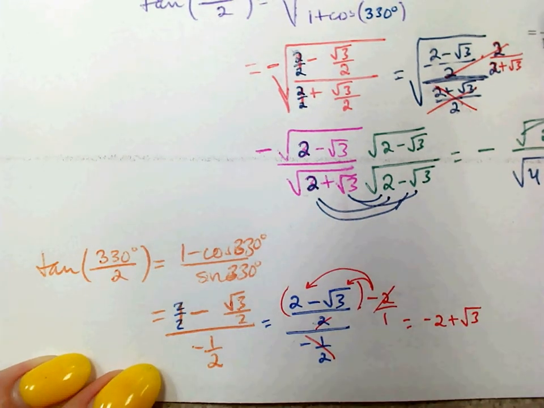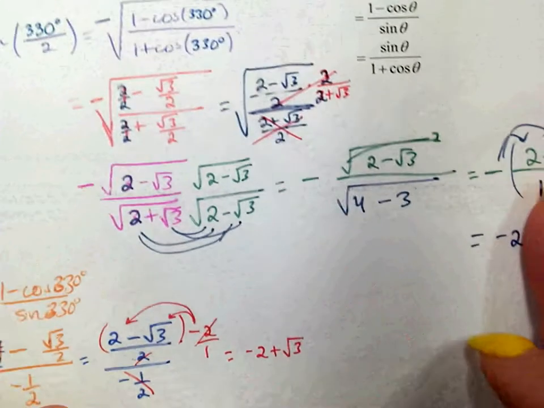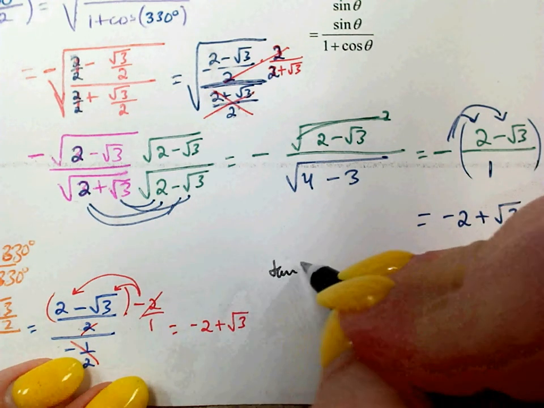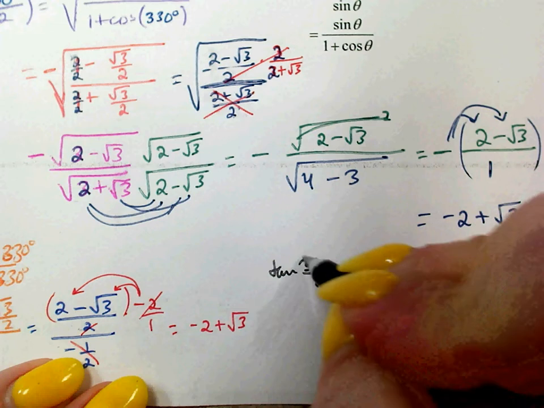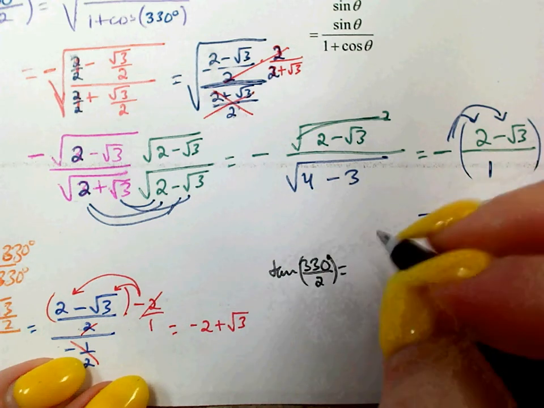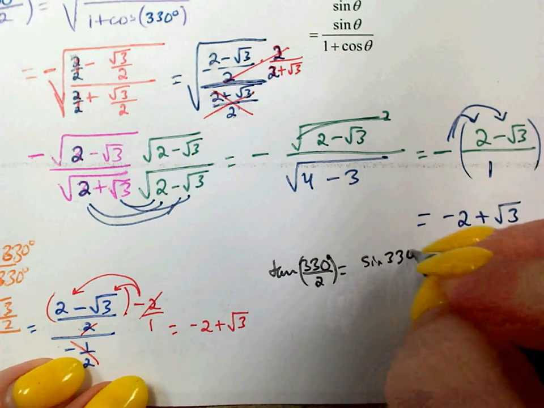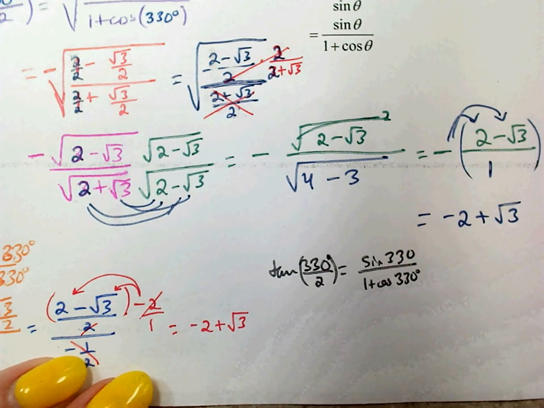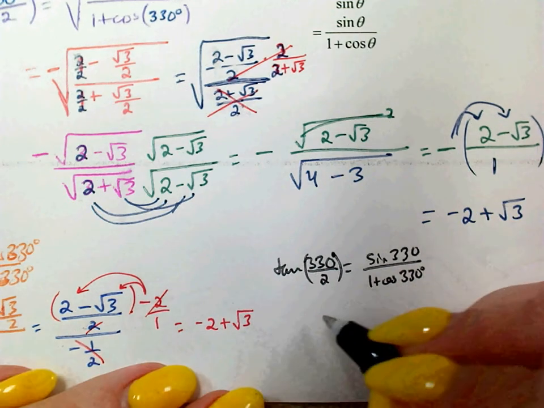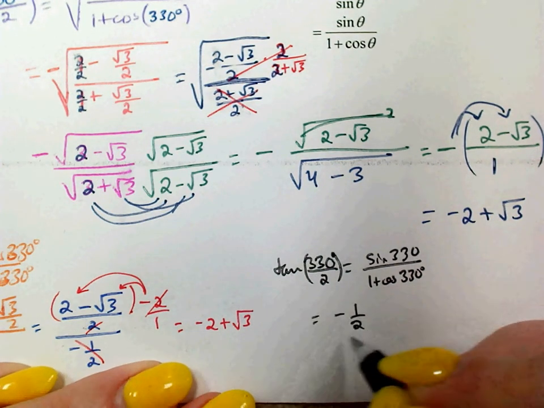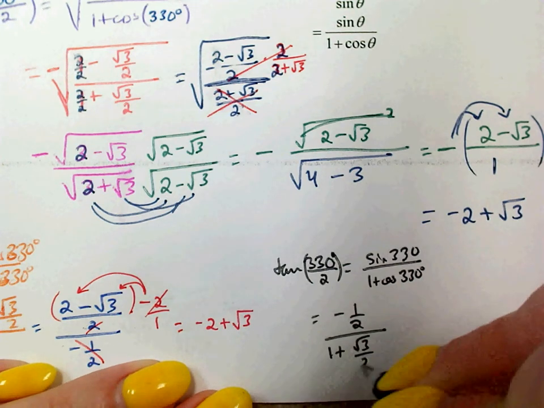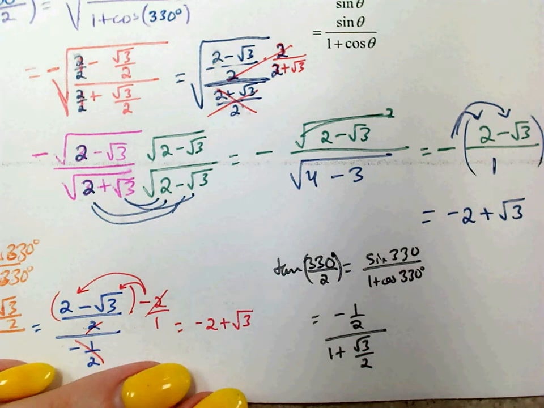And then there is the last one. So tangent of 330 divided by 2 is equivalent to sine of 330 divided by 1 plus cosine of 330. So that's going to be negative 1/2 divided by 1 plus the square root of 3 over 2. Common denominator in the denominator, 2 over 2. So I've got negative 1/2. That's going to bother me.